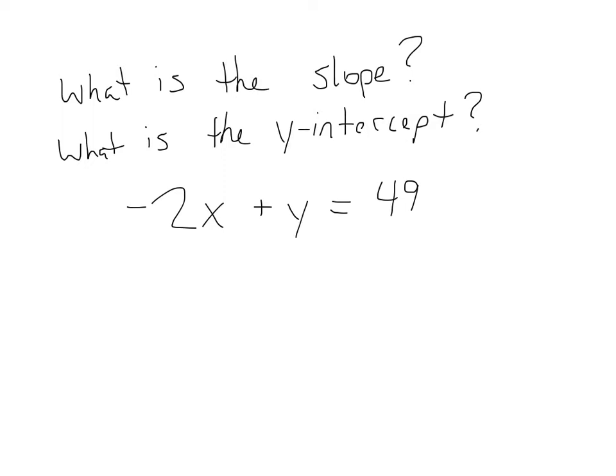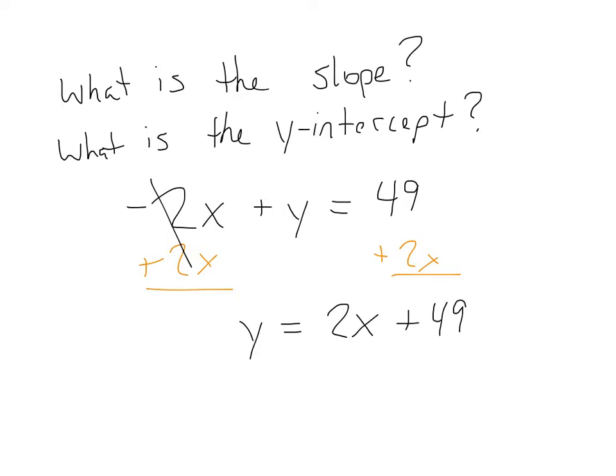Okay, so what is the slope and what's the y-intercept? Well, in order to tell that, I've actually got to put this into slope-intercept form. So I'm going to go ahead and add 2x to both sides because I know the x has to be on the right side. And I'm left with, well, those become 0, and I'm left with y equals 2x plus 49. So now can I answer the question? Yeah, what's the slope? Well, it's going to be 2. What's the y-intercept going to be? 49.